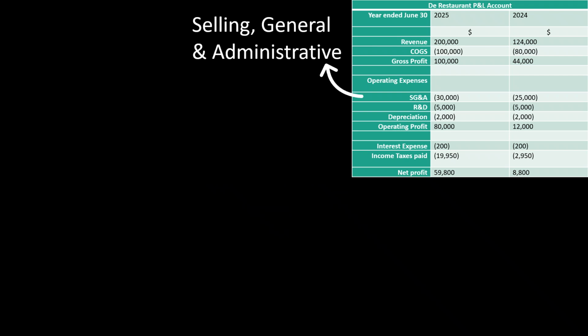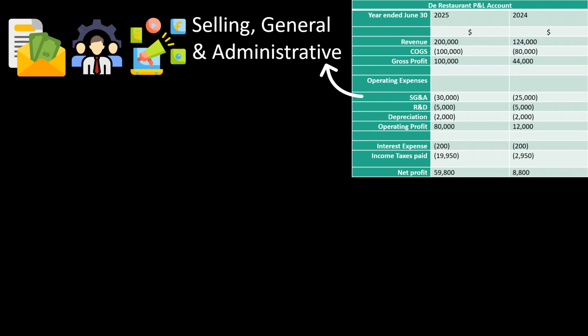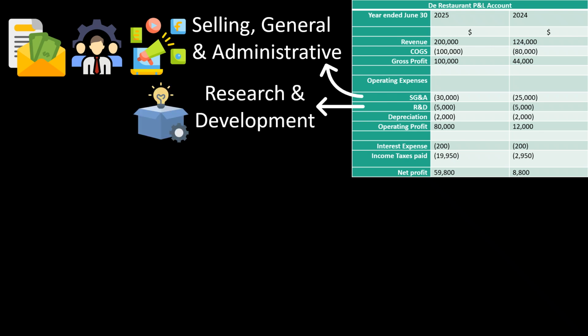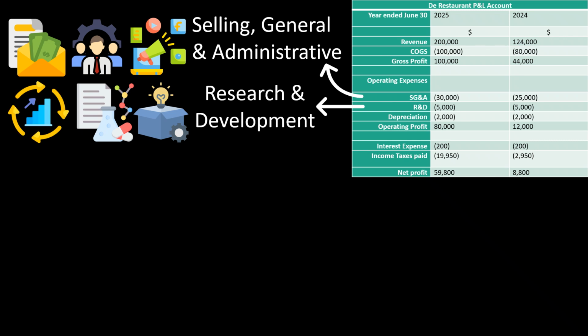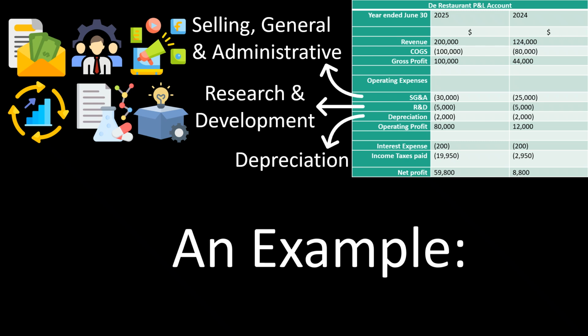SG&A stands for selling, general, administrative, which is rather self-explanatory. Stuff like payroll, management salaries, advertising, etc., usually fall here. R&D stands for research and development, also pretty self-explanatory. It's the costs from product development, new formulas and recipes in food, just anything to improve the product or service provided. Depreciation is probably best explained with an example.